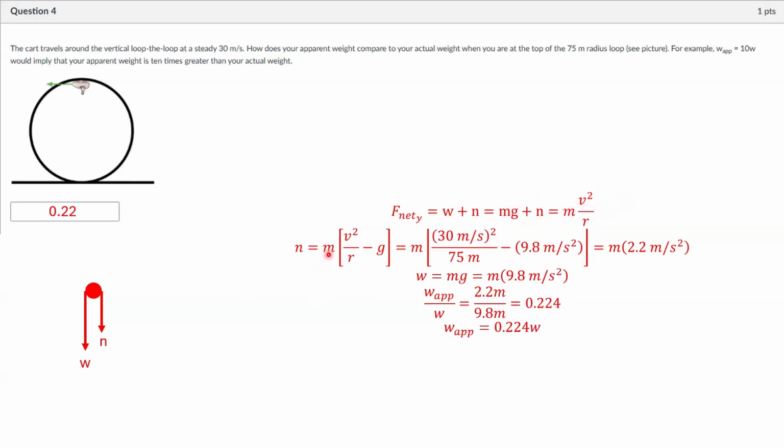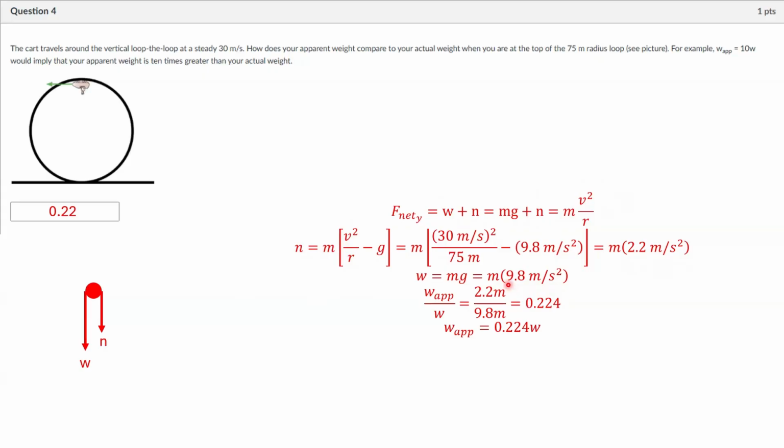If I group the m's, that would look like m times v squared over r minus g. I know v, I know r, I know g. So I can solve for this in terms of m, and I would find that my normal force would be equal to 2.2 meters per second squared times m. Well, what's my weight equal to? My weight's equal to 9.8 meters per second squared times m.